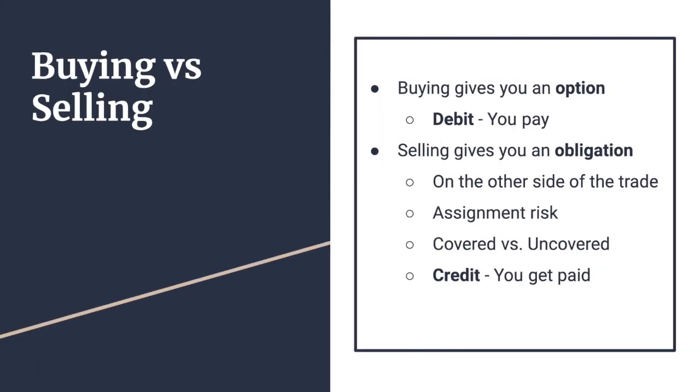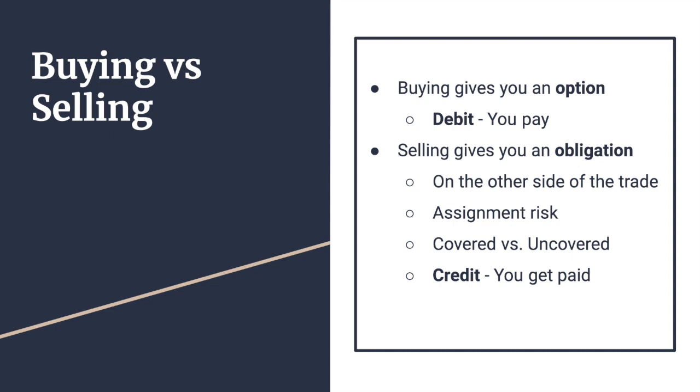Okay, now we're going to go over buying versus selling options because similar to a stock, you can either buy or short, which is sell. Buying gives you an option, as you may have guessed from the name. It's also considered debit, and sometimes in spreads they'll be referred to as debit spreads. This means that you are paying.